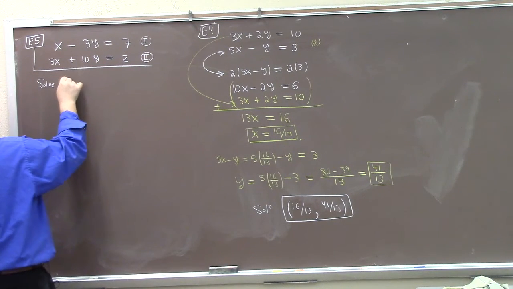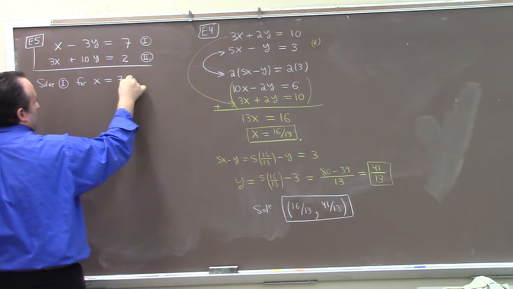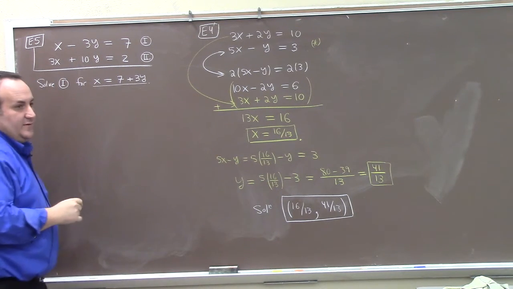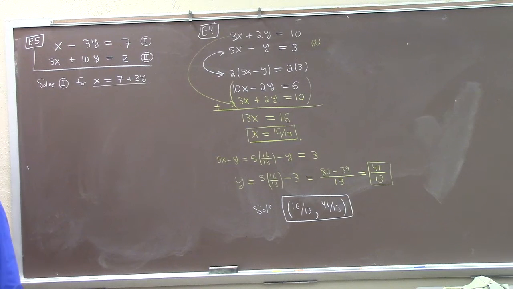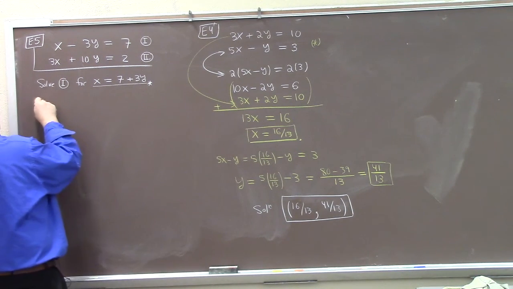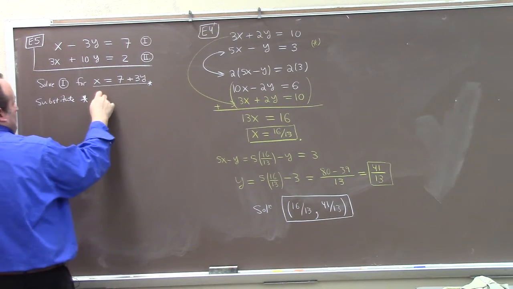So solve 1 for x equals 7 plus 3y. Do we all agree? x is equal to 7 plus 3y from equation 1. Does that make sense? See what I did? I just isolated the x by adding 3y to both sides. You're like, well, that doesn't solve the problem. You're right. This is just the first step. Now, I'm going to call this star. So substitute star into 2.